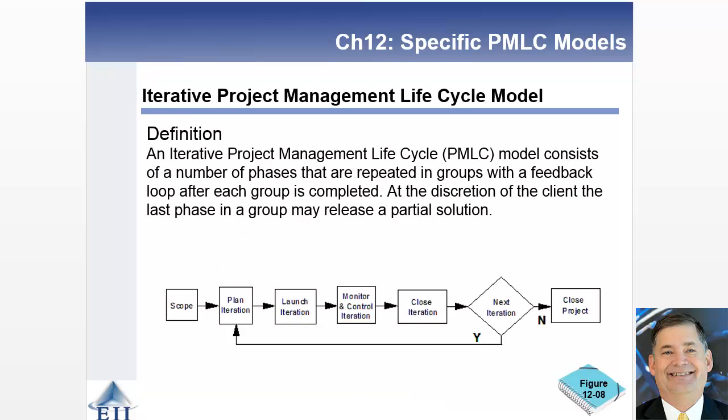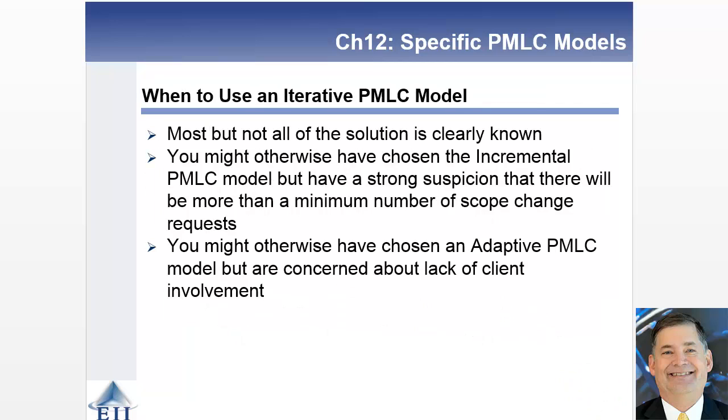As we look at the iterative project management lifecycle model, it's a number of phases that are repeated in groups with feedback after each loop. So the client is in control. You've got these iterations that allow for learning, and you're going to continue to work until one of 3 cases occurs: the client decides that the solution has been reached, the client decides to abandon the approach, or you run out of money and time that was allocated to the specific project.